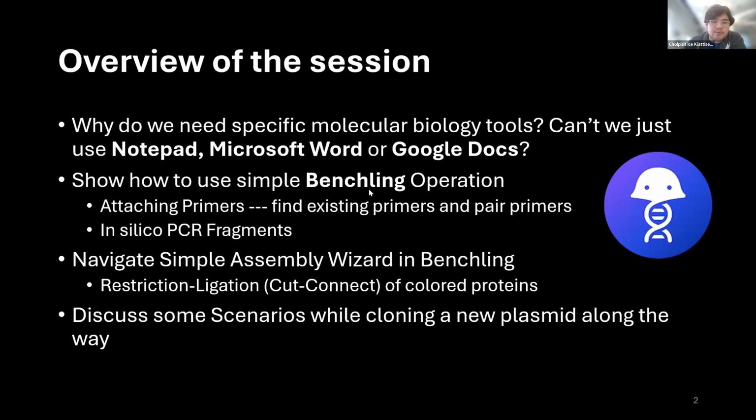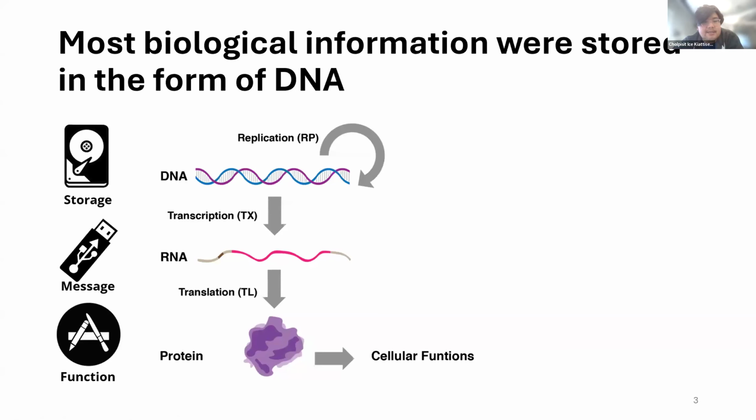In the demo today, I'm going to show you a process where we attach primers, which are short DNA parts, in the program called Benchling, and see if we can make in silico PCR fragments from these, and also navigate a simple assembly wizard on Benchling. Together we're going to use some examples from the protein work that we have been discussing on Monday to show different scenarios of molecular cloning, and we'll get into that later on.